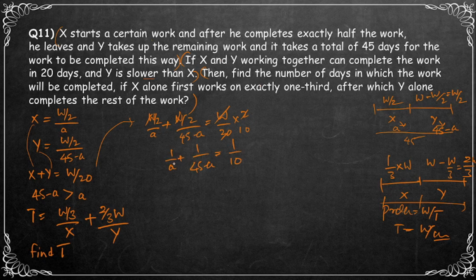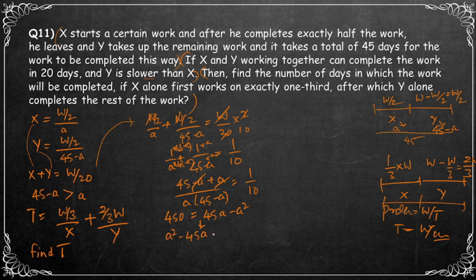So now we have to multiply this fraction by (45 minus a) on both numerator and denominator, and this fraction by a on both numerator and denominator. So we have (45 minus a plus a) on the numerator divided by a into (45 minus a), is equal to 1 by 10. So minus a plus a cancel, 45 by 10. So 450 is equal to 45a minus a square. If we rewrite this, we have a square minus 45a plus 450 is equal to 0.